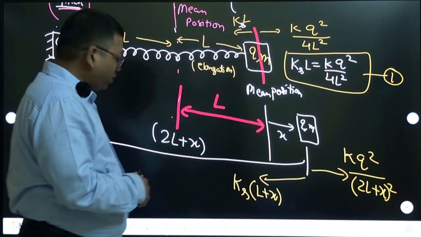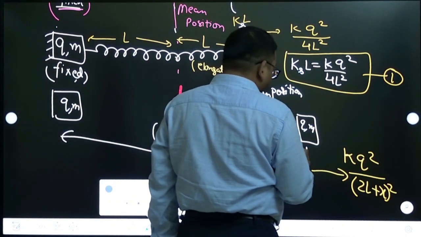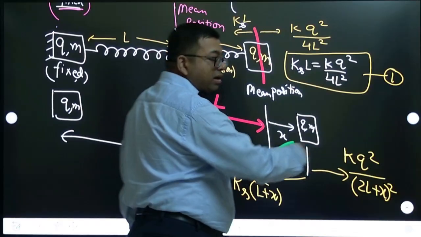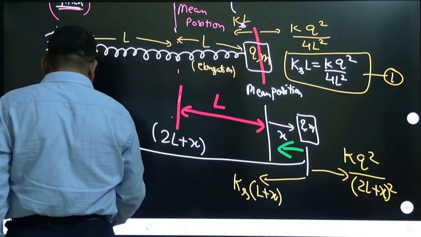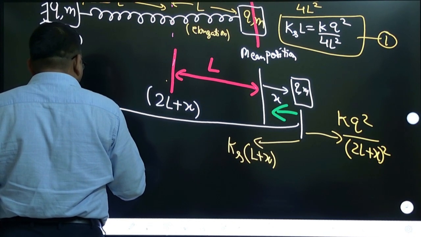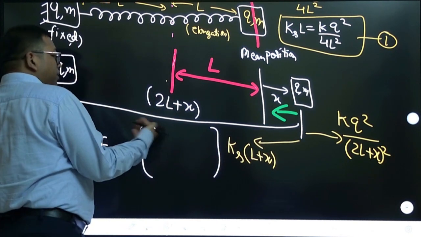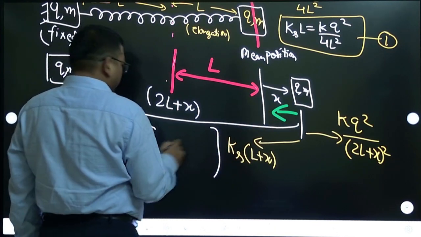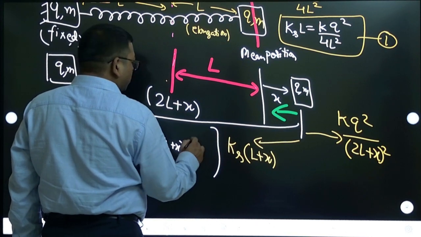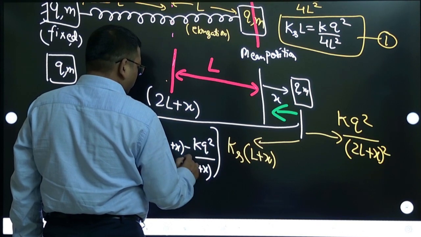And because it is going to be SHM, there must be a net force towards the equilibrium position. So the force must be on this side. Okay, net force. That means this spring force will be larger than that force. Let us try to calculate that. So now the net force will be, and we are going to write a minus sign to show that the total force is towards the mean position. So this force minus that force. So spring force Ks into L plus x minus this force KQ square by 2L plus x the whole square.